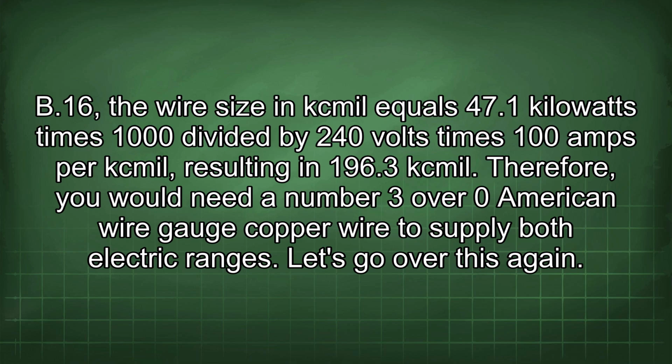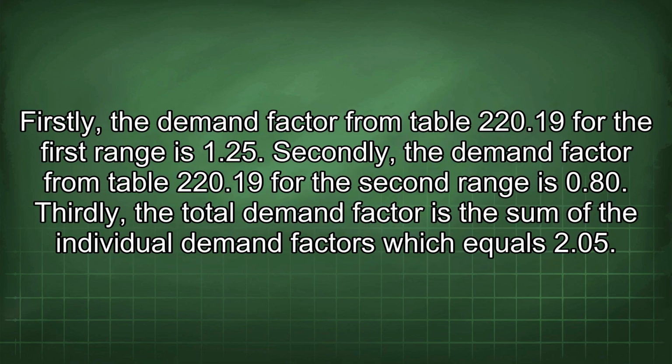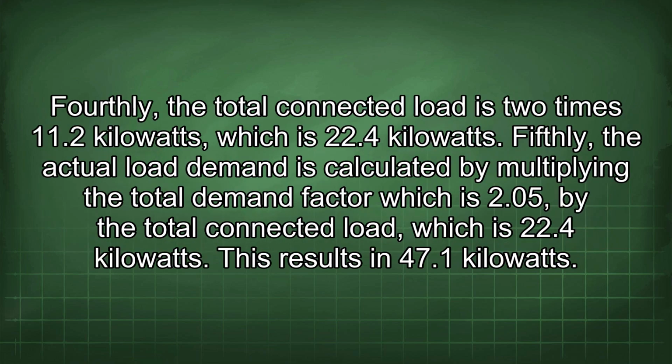Let's go over this again. Firstly, the demand factor from Table 220.19 for the first range is 1.25. Secondly, the demand factor from Table 220.19 for the second range is 0.80. Thirdly, the total demand factor is the sum of the individual demand factors, which equals 2.5. Fourthly, the total connected load is 2 times 11.2 kilowatts, which is 22.4 kilowatts.